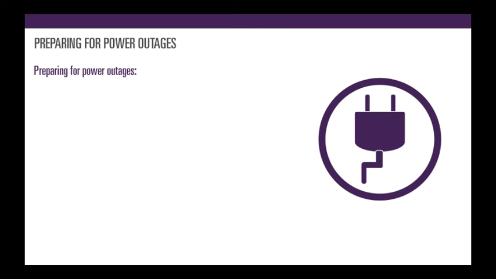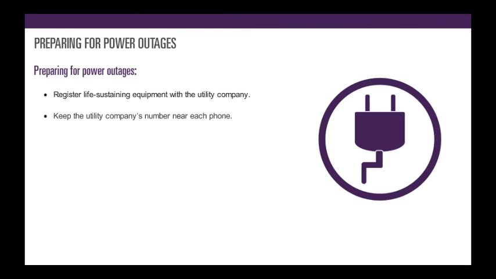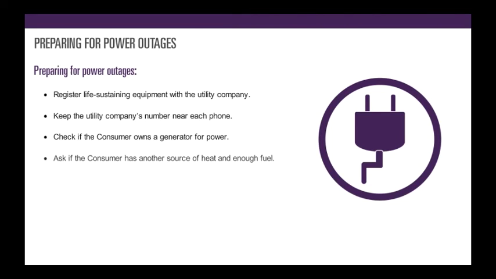Being prepared for power outages will keep the consumer safe if one does happen. If the consumer uses life-sustaining equipment, make sure it's registered with the utility company. Keep the utility company's number near each phone and in the emergency action plan. Check if the consumer owns a generator for power. If not, encourage them to buy one. Ask if the consumer has another source of heat and enough fuel. If the consumer has an electric garage door, learn how to open it without power.